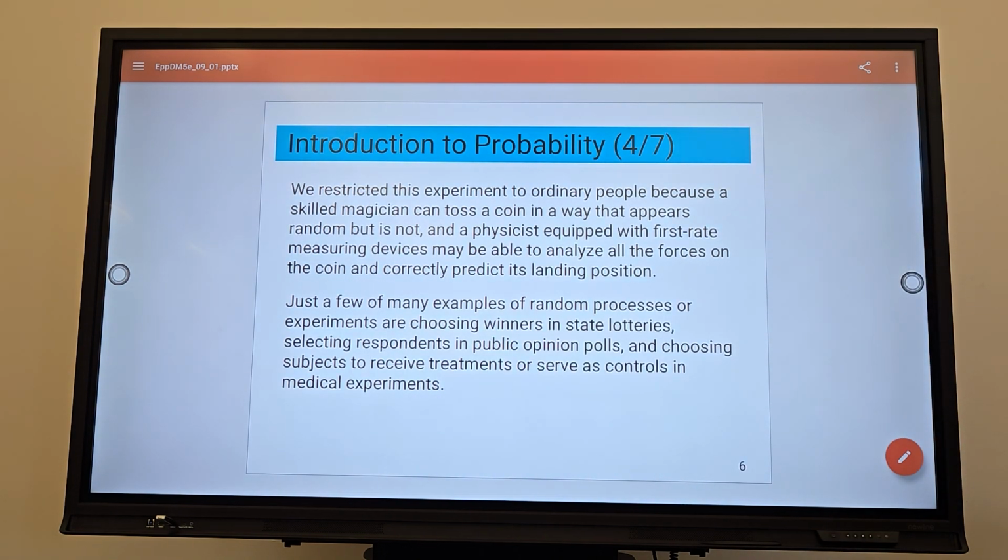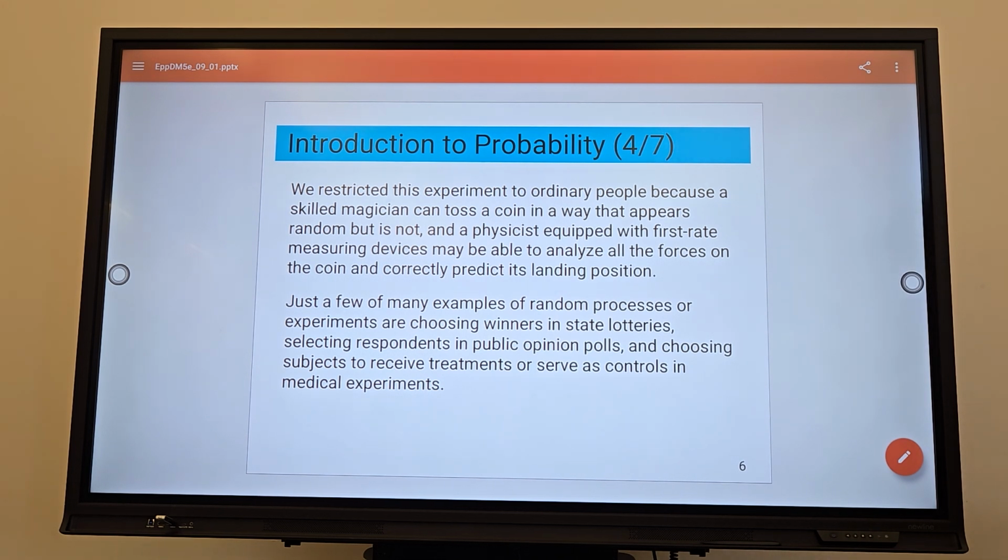We restricted this experiment to ordinary people because a skilled magician can toss a coin in a way that appears random but is not. And a physicist equipped with a first-rate measuring device may be able to analyze all the forces on the coin and correctly predict its landing position.